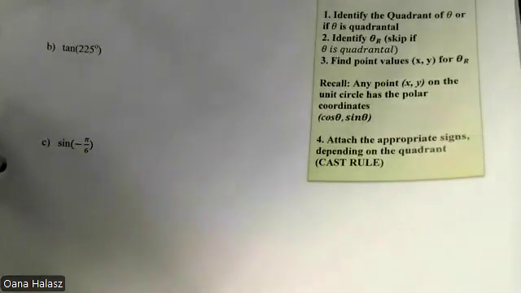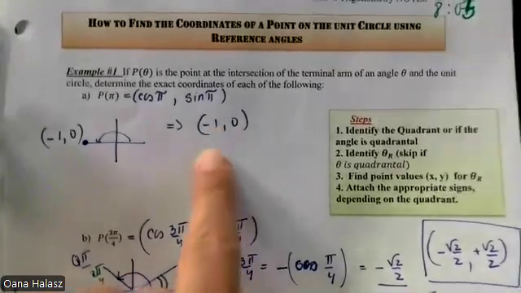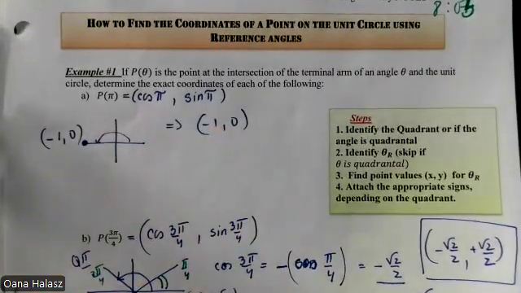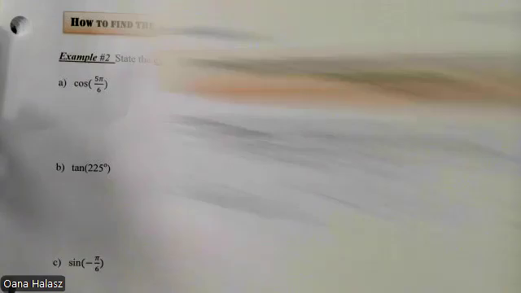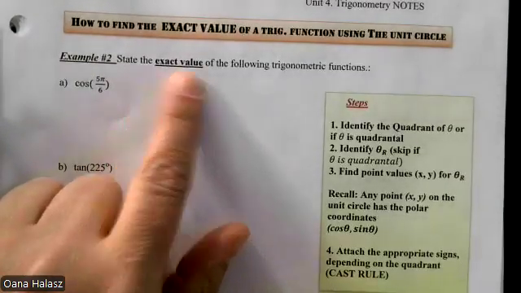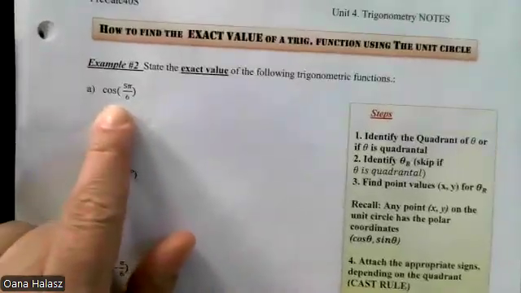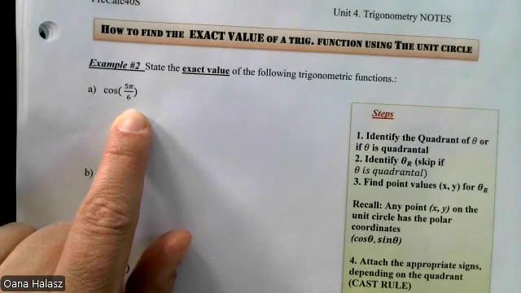Now, in the next example, we're not going to go and show every single coordinate of our points. We're actually going to ask questions about the individual coordinates. So how are those questions formulated? They are usually formulated like this. State the exact value of cosine of 5π/6.